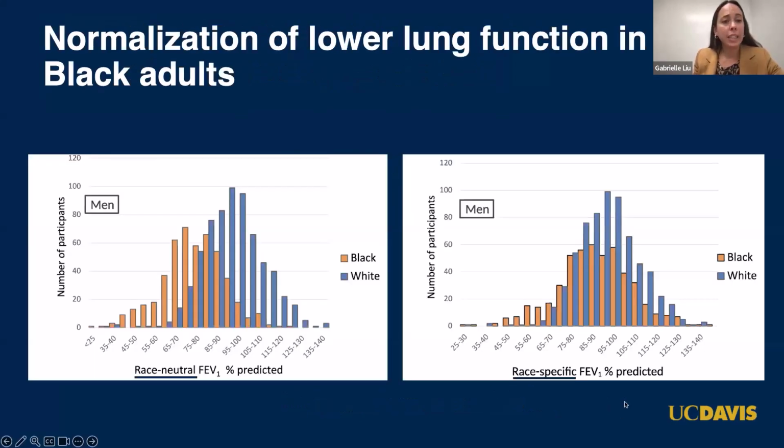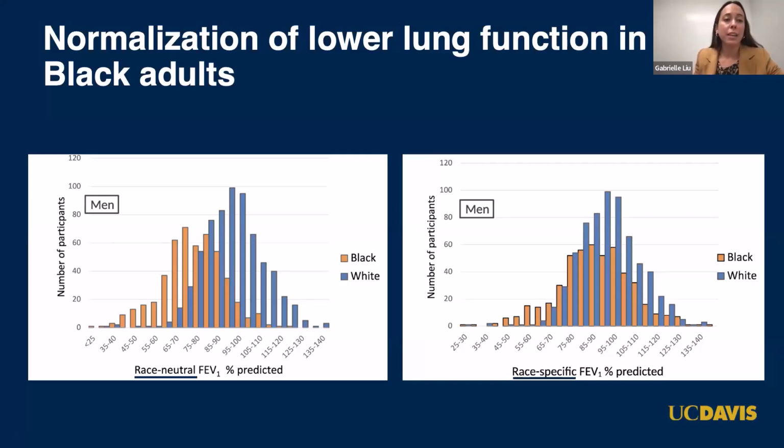Because I think it's clear, looking at what these equations do, it's inherent in these equations that we're normalizing lower lung function in Black adults. So in this data that you're seeing here, this is from the CARDIA cohort, which is a population-based cohort of US adults, which were roughly equal in numbers between Black and white participants.